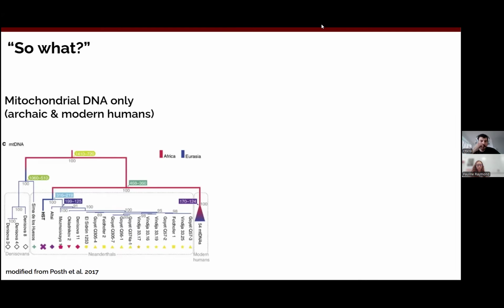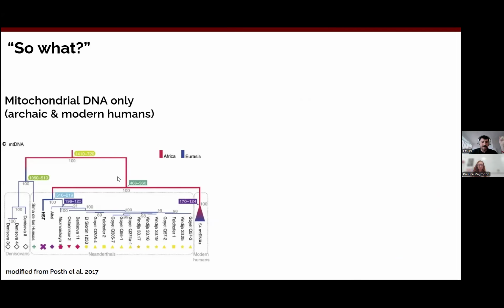However, I do like to give this example of what happens when you only have access to mitochondrial DNA data from archaic and modern humans. If you had only access to this type of data and you plotted it in a phylogenetic tree, you can see here there is a group of Neanderthals, here is a cluster of modern humans, and here we have another cluster of Denisovans and these other hominids from Sima de los Huesos, which is in northern Spain.